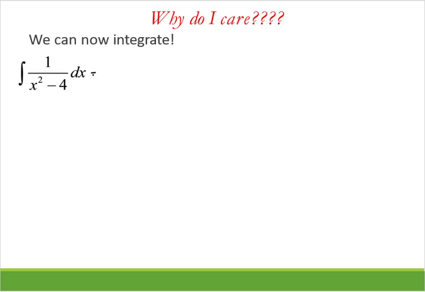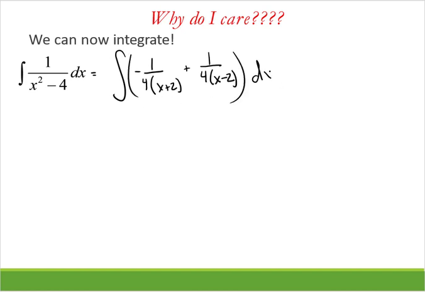So now I can split this up into -1/4 over x plus 2 plus 1/4 over x minus 2, dx. I'm going to go back and just make sure I have that right. I do.